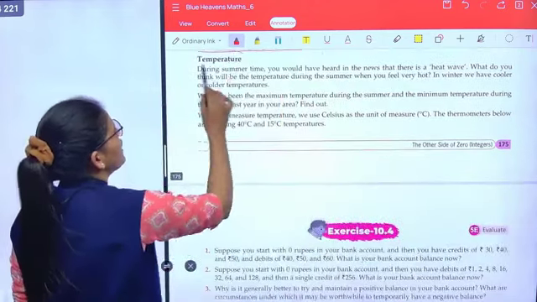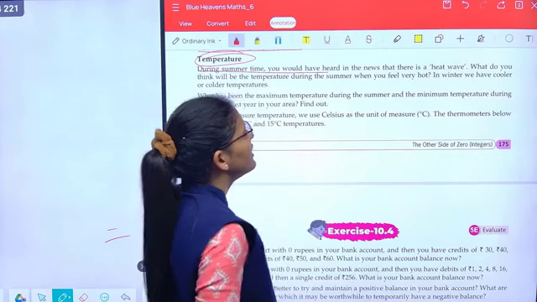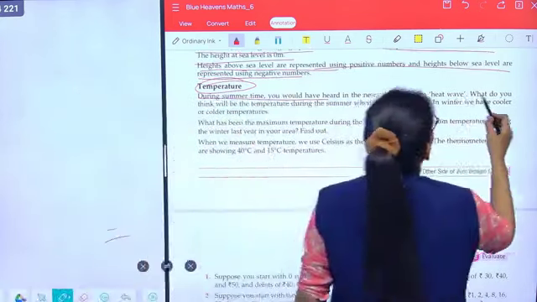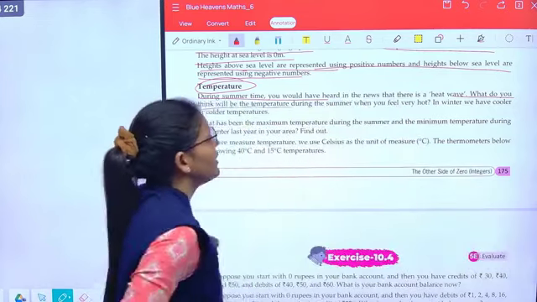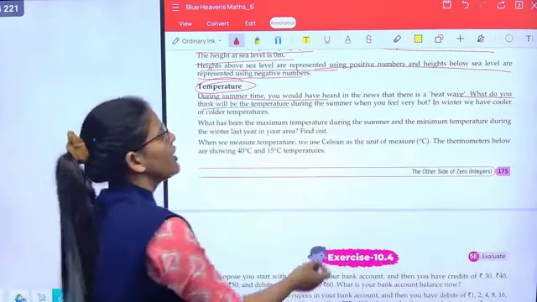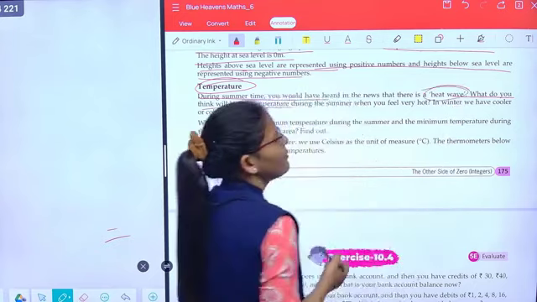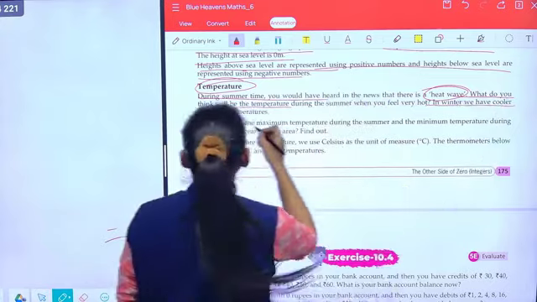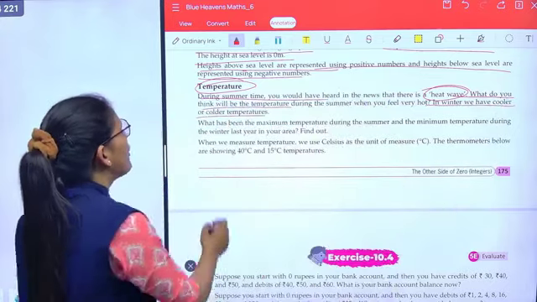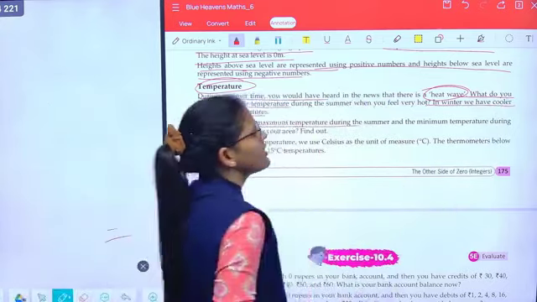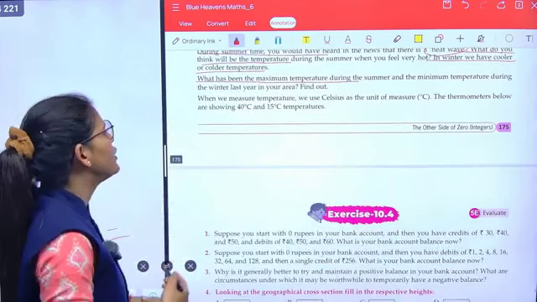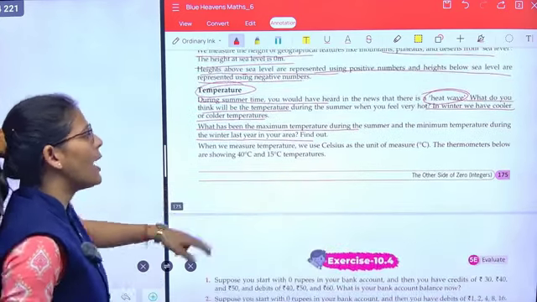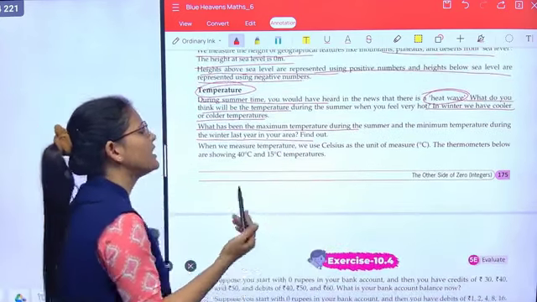Come on, temperature. During summertime, you would have heard in the news that there is a heat wave. What do you think will be the temperature during the summer when you feel hot? It is hotness in our temperature. In winter we have cooler and colder temperatures. What has been the maximum temperature during the summer and the minimum temperature during the winter last year in your area? Find out.